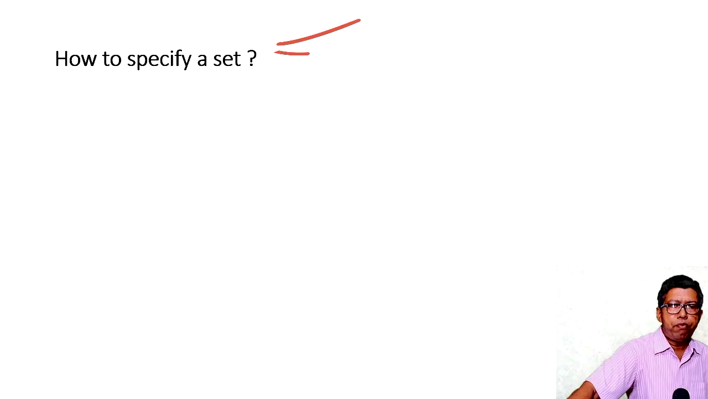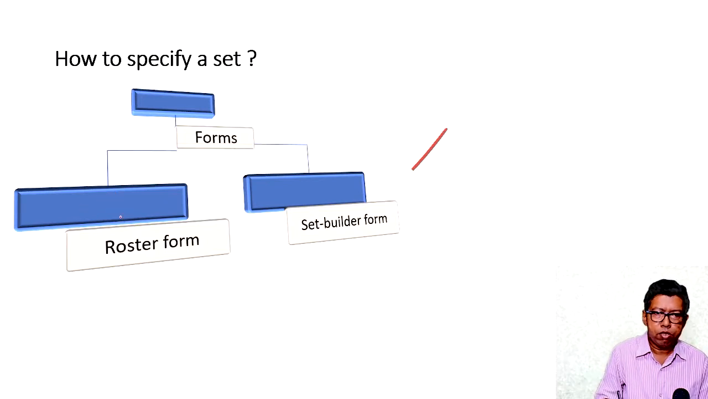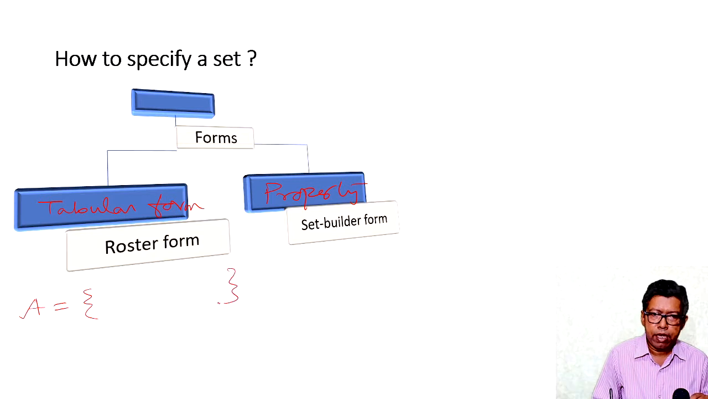Next, how to specify a set. There are two types of forms: one is roster form and another is set builder form. Roster form is sometimes also called tabular form, and set builder form is sometimes also called property form. In roster form, a set can be written in the second bracket, say 2, 4, 6, 8. The earlier example is taken, and all the elements will be visible in this set notation.